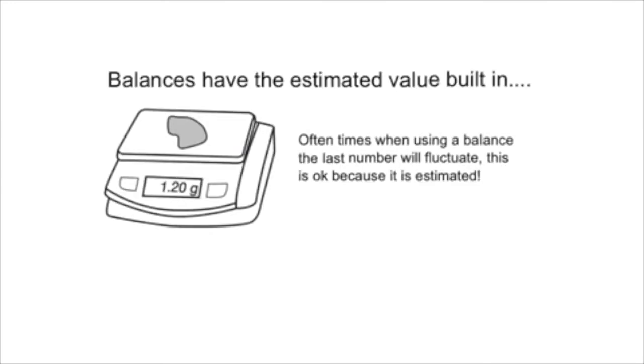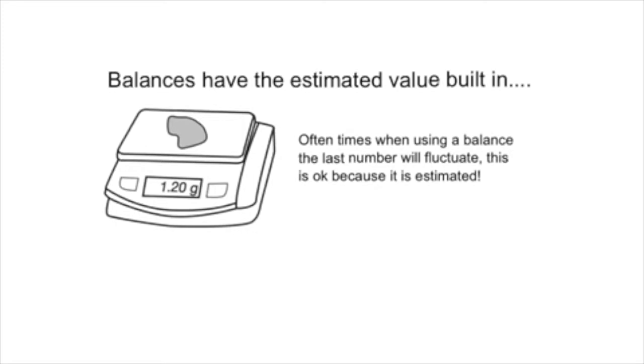This portion isn't in your notes, but we will be using balances a lot in the lab, and we'll be doing a lot of measurements. Balances are nice. If you were using a balance to weigh a mass of an object or a chemical or a compound, whatever, balances have that last estimated value built in. In other words, whenever you're using a balance to measure a mass, you are going to copy whatever number is on the screen. You're not going to add an extra number on the end of it. You're just going to copy exactly what's on the screen.